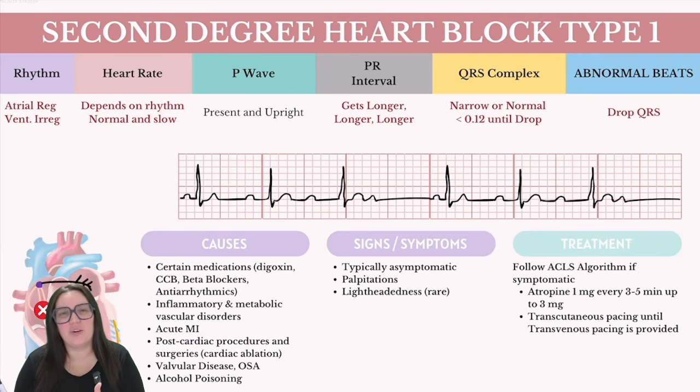Next up, we have second-degree heart block type 1. This is the first type of heart block that you are not going to have to identify the underlying rhythm.